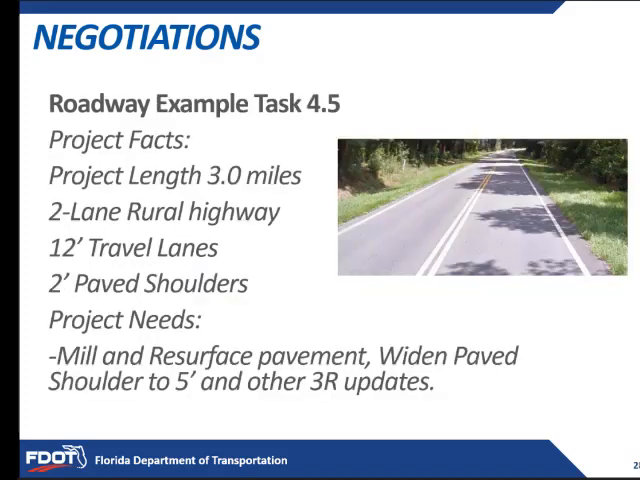All right, let's look at an example. Let's say that we're looking at our horizontal and vertical task, and we have some project facts. The project length is 3 miles. It's a 2-lane rural highway. We have 12-foot travel lanes, and there are existing 2-foot paved shoulders. So what are our project needs? Well, it starts off as a straightforward mill and resurfacing project. We mill and resurface the pavement, widen the paved shoulders to 5 feet, and other 3R updates.